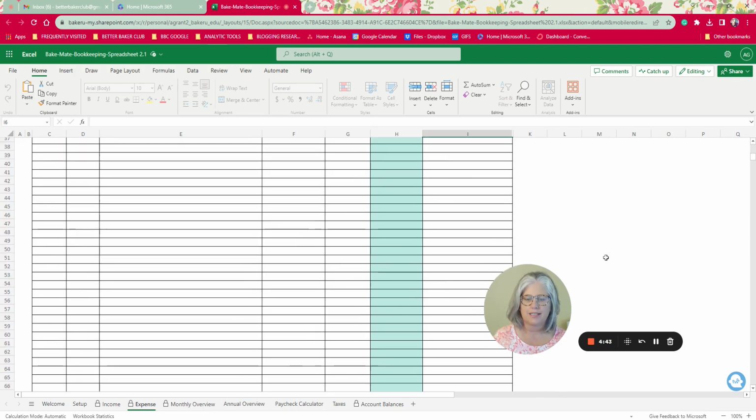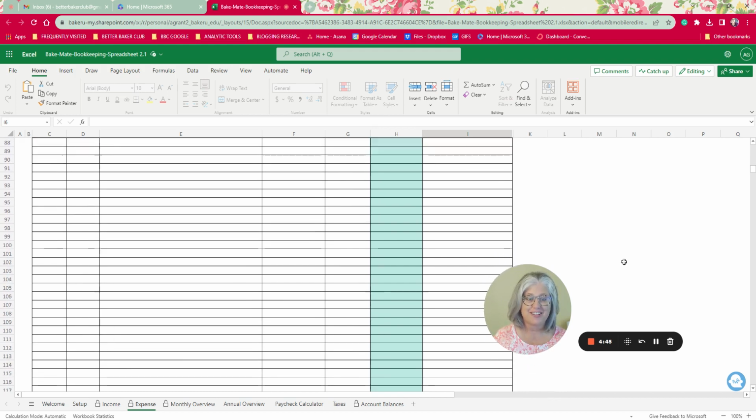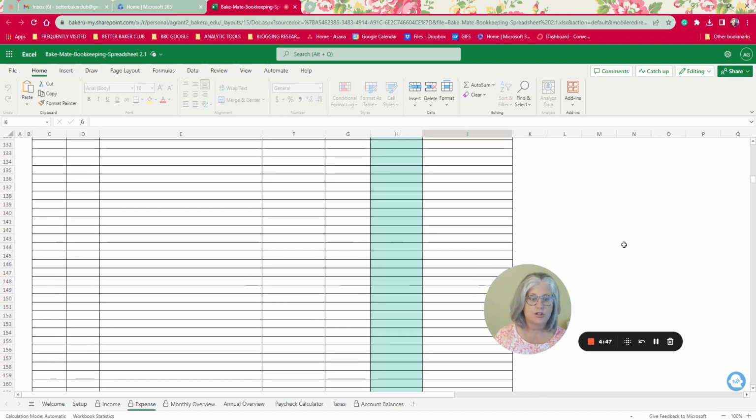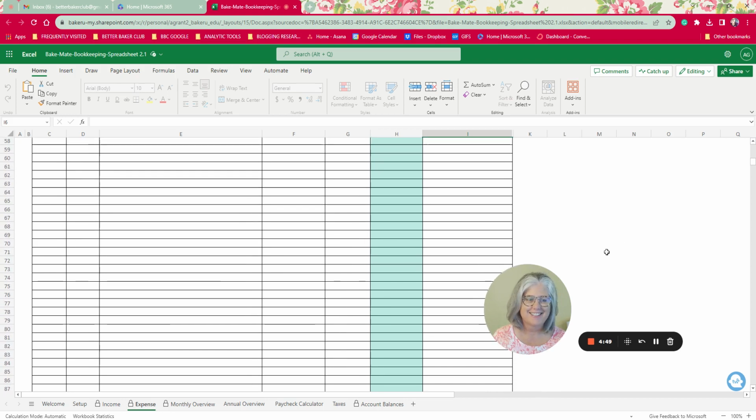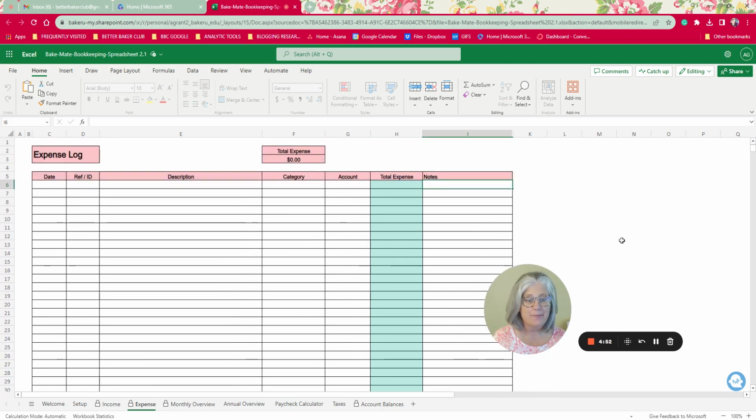And if you scroll down to the bottom, you see that this is sort of a never-ending spreadsheet. It just goes on for 1,000 cells, and hopefully you don't have that many expenses, but you might. And so you're just going to continue to use the next available cell below your last entry. And just like on the income page, you don't have to worry about putting these in any type of order, because when we move on to our overview tabs, you're going to see how we can sort this information to be more helpful to us.